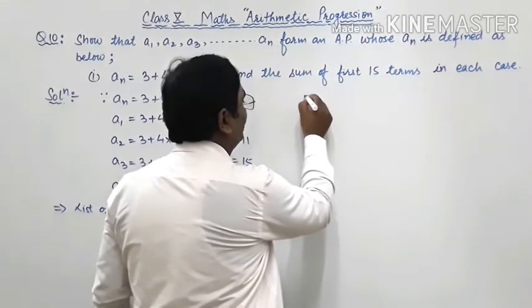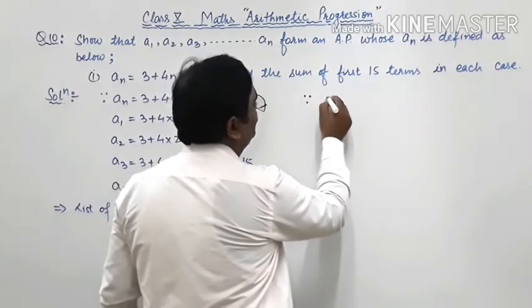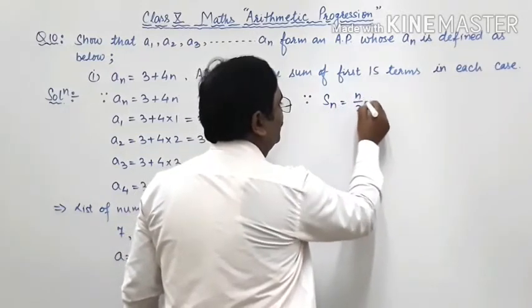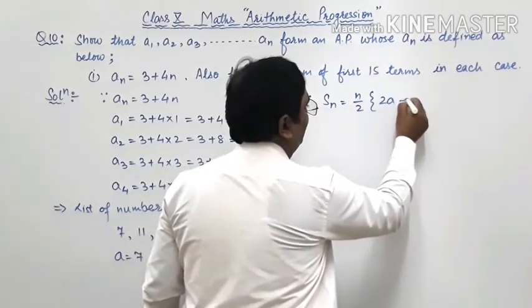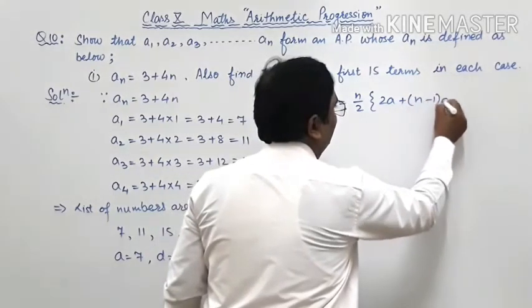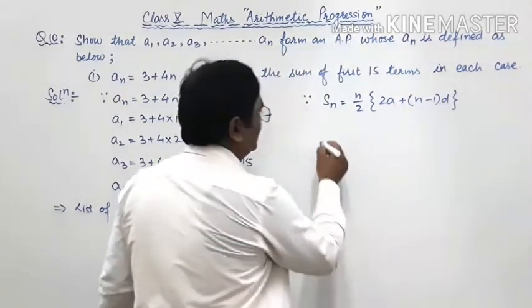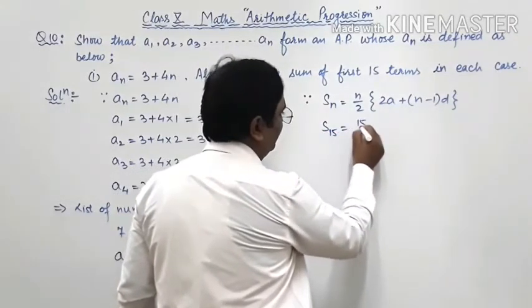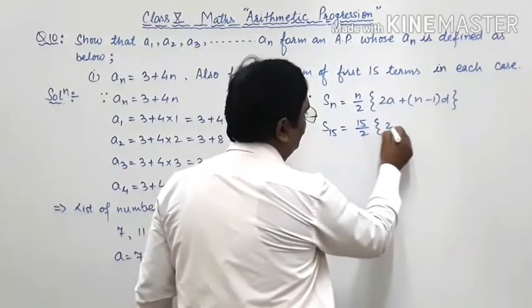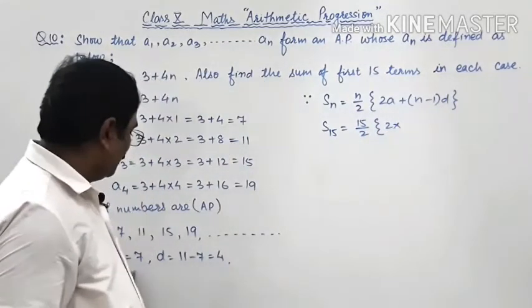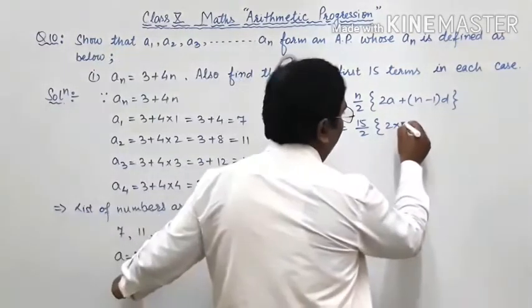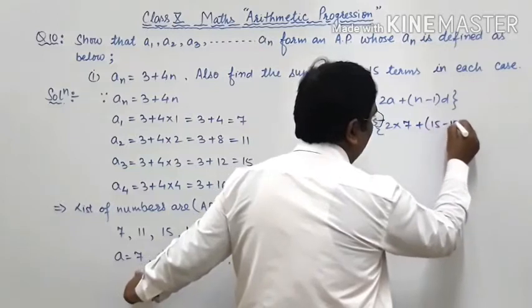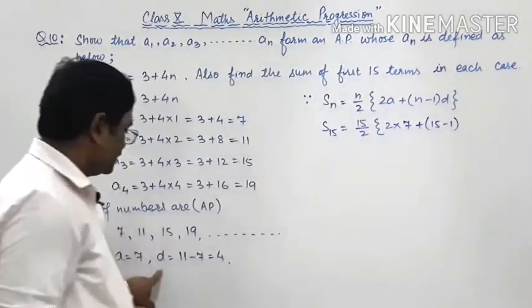So to find the value of S15, we need to use the formula of Sn, and Sn is equal to n upon 2, 2a plus n minus 1 into d. So S15 it is asking, therefore n is equal to 15. 15 upon 2, 2 multiplied by a, the value of a, the first term, is 7, plus 15 minus 1 into d, the common difference is 4.